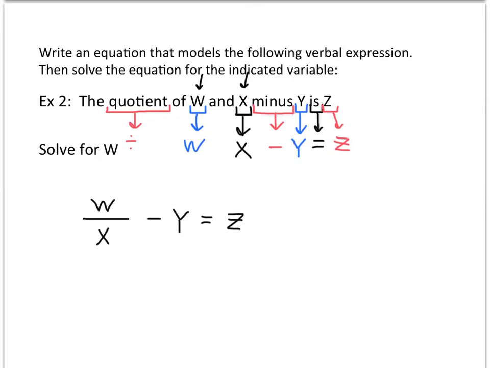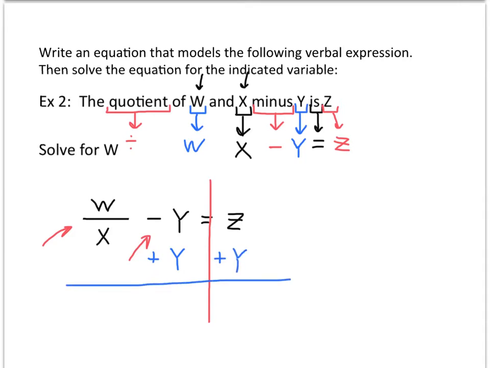So now we need to solve this equation. And again, I want to look at the operations. I have division of w and x, and I have subtraction. And by our inverse order of operations, or in other words, opposite of PEMDAS, I need to start by dealing with the addition or the subtraction. So first, I'm going to deal with the subtraction by the inverse order of operations, which means I'm going to add y to both sides, remembering that addition is the inverse of subtraction.